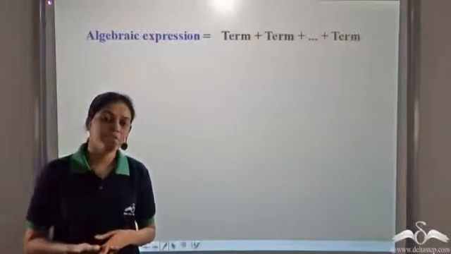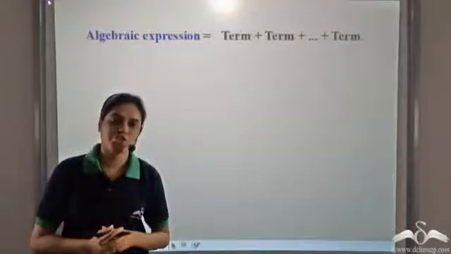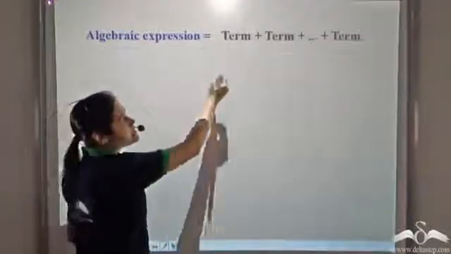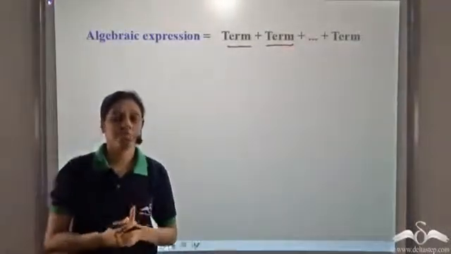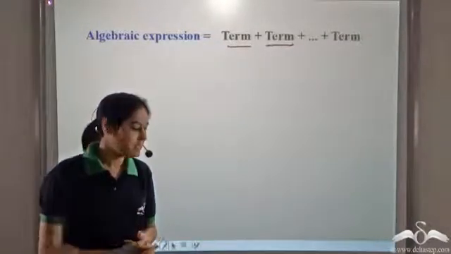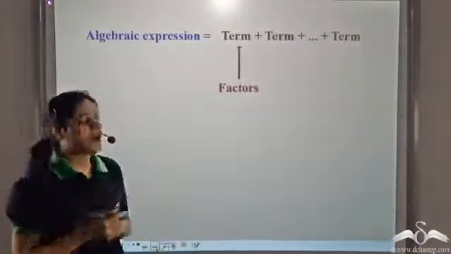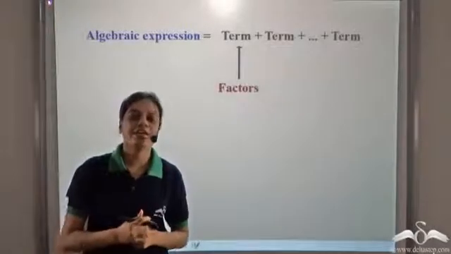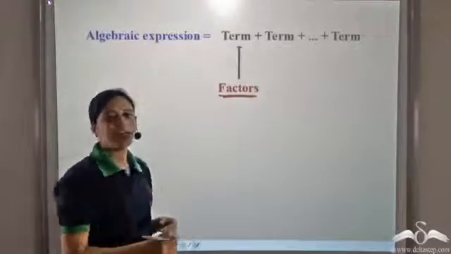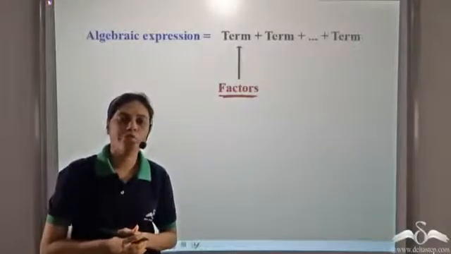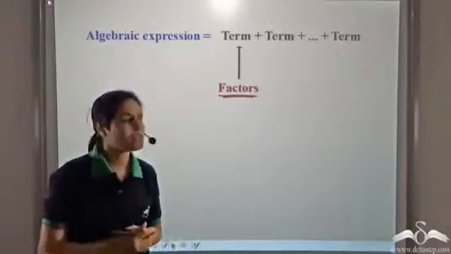You already know that an algebraic expression is made up of the sum of terms. But what are these terms made up of? These terms are made up of a product of their factors. So each term is made up of a product of its different factors.